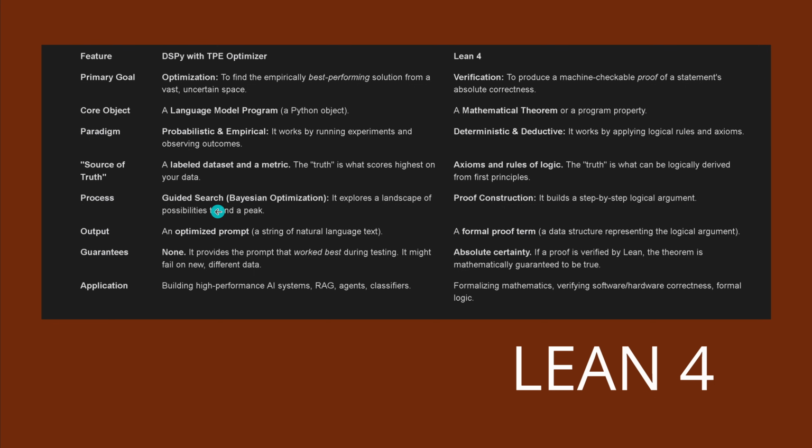The process is not a guided search, but an absolute logical proof construction by a step-by-step implementation of a logical argument. The output is not a single human-readable optimized prompt in the English language, but a formal proof term, a data structure representing the logical argument in a way that maybe a normal human being can't even read. Guarantees: absolute certainty. This is mathematics. This is not language. If a proof is verified by Lean 4, the theorem is mathematically guaranteed to be true.